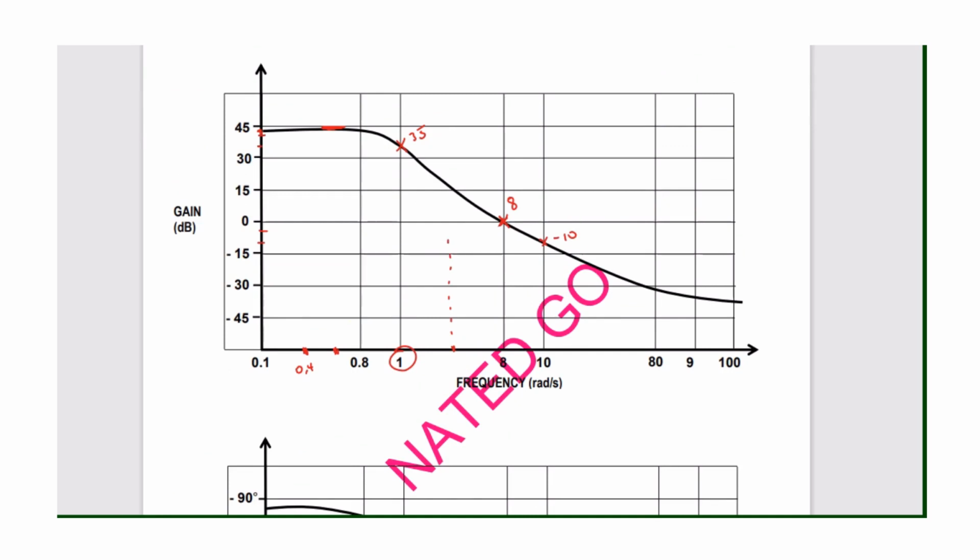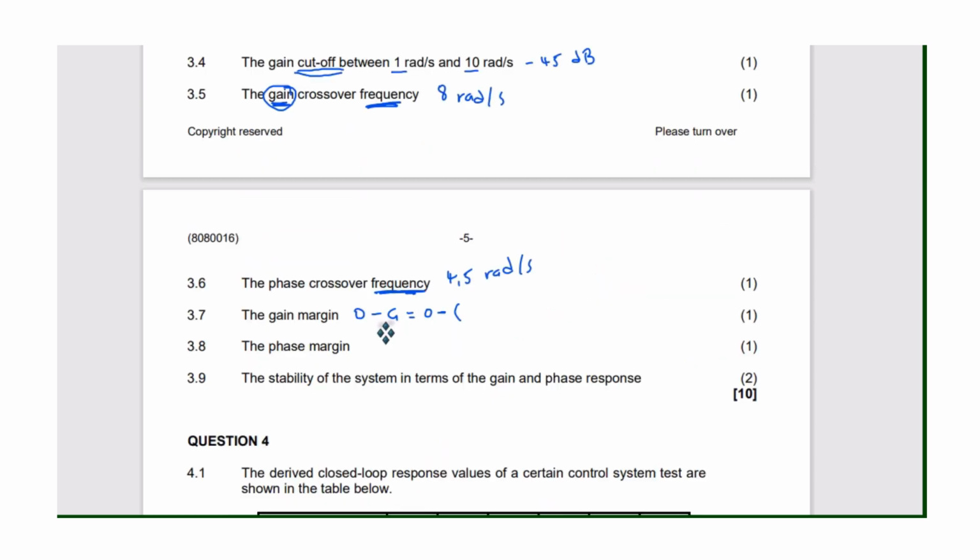So if I go up here, the gain looks like, let's just pick this point. Looks like it's positive 15. So my gain margin will be 0 minus 15, which is negative 15 decibels. You see, because that's negative already, your system is not stable.